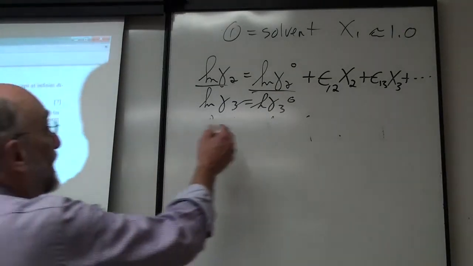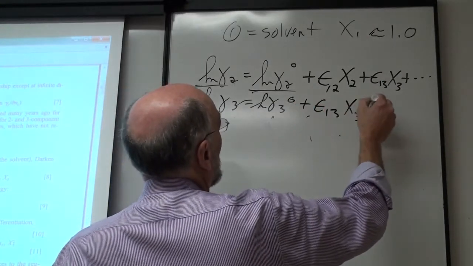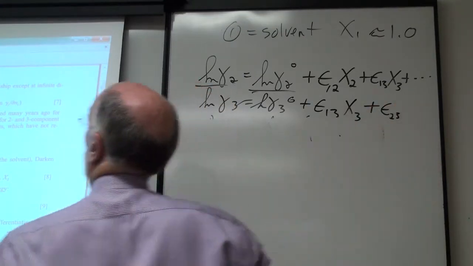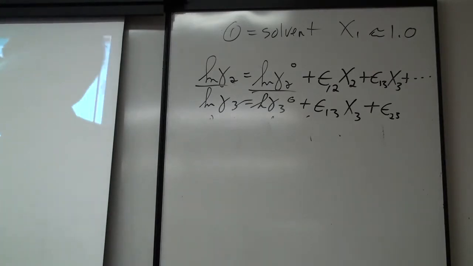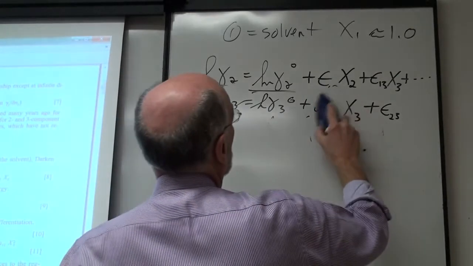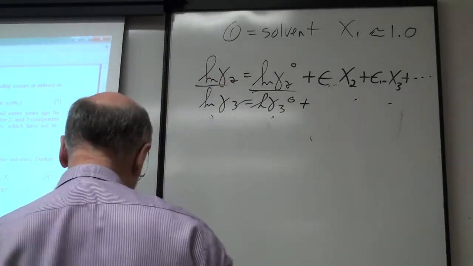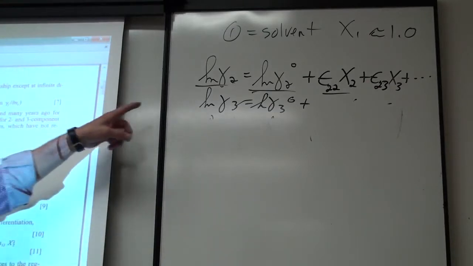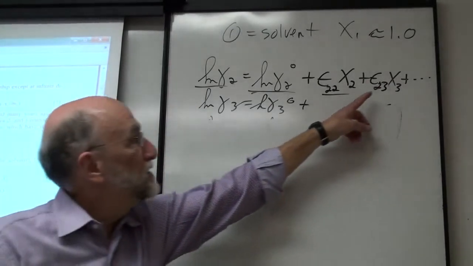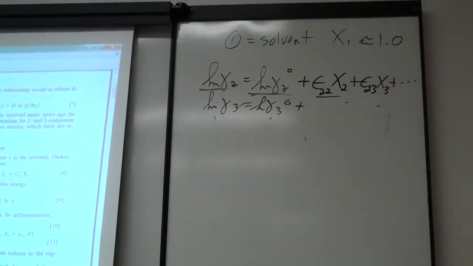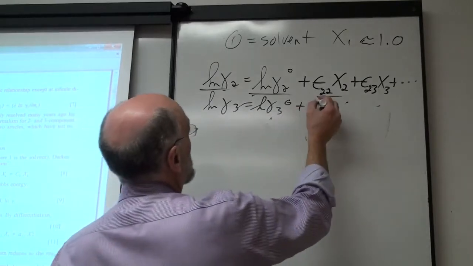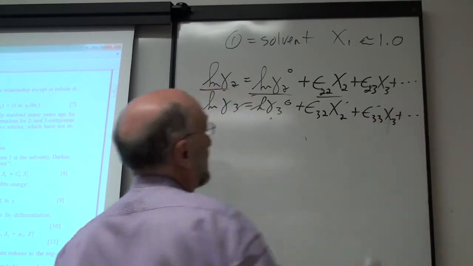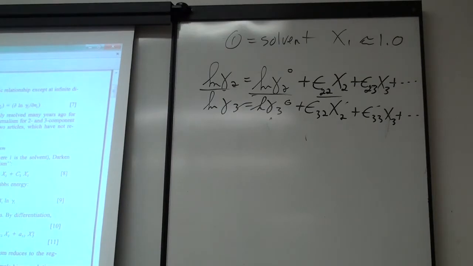So this is Wagner, where similarly log gamma 3 plus epsilon 1,3 x3 plus epsilon 2,3... Sorry, I'm wrong. Of course, it's not 1. 1 is the solvent. This is epsilon 2,2. This is epsilon 2,3. This is the effect of 2 upon the log gamma of component 2. Epsilon 2,3 is the effect of 3 upon the activity coefficient of component 2. This then would be epsilon 3,2 x2 plus epsilon 3,3 x3, and so on. And you can do that for all the solutes. So that's Wagner's interaction parameter formalism.